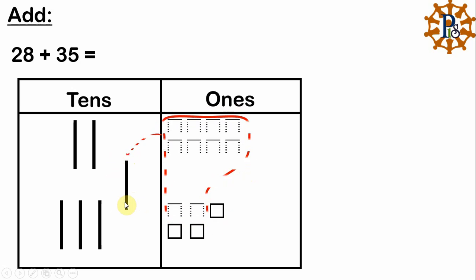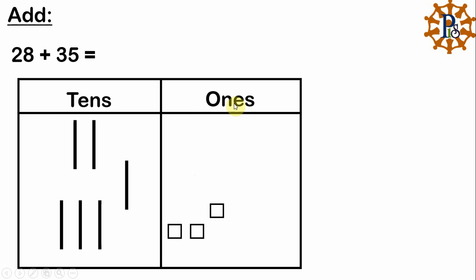Then, to remove the circle and the squares, I will use the eraser and erase them. And now this is the result. We want to write the result. We have 3 ones. I will write O for ones, and I will put 3 here. And for tens, we have 6. So the final result is 63.